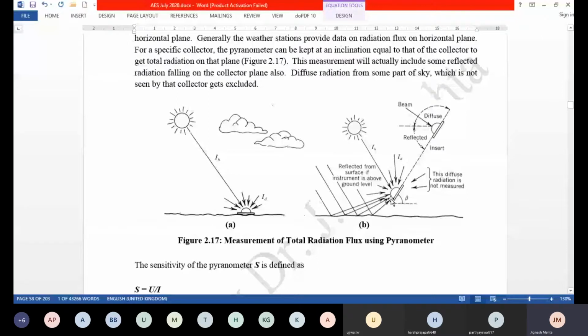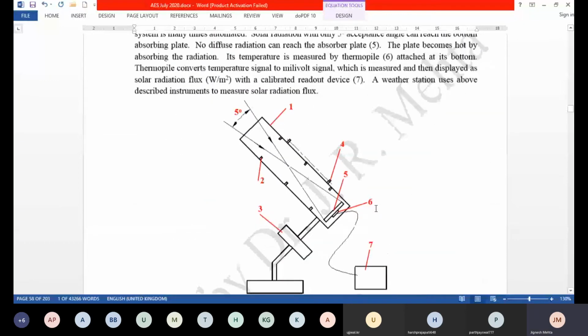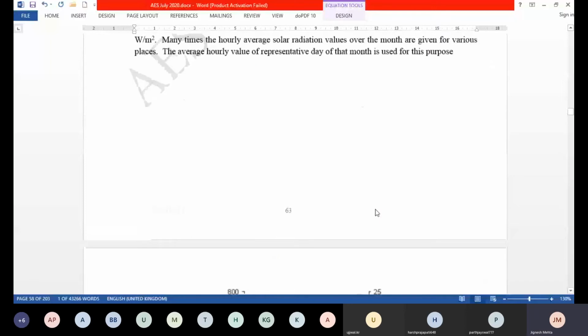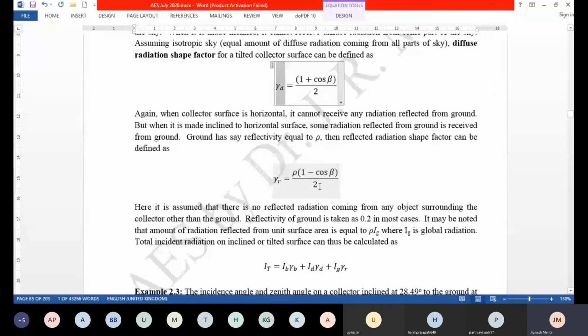But then how much would it actually receive? It will again depend upon the angle beta. So it will be 1 minus cos beta by 2. That is what it can receive. So let's go to that formula. So reflected radiation shape factor is rho into 1 minus cos beta upon 2. So this rho, generally, unless given, we'll take it as 0.2. So if your beta is equal to 0, that is a horizontal collector, cos beta is 1 and your reflected radiation is 0. Right? So a horizontal collector cannot see the ground.